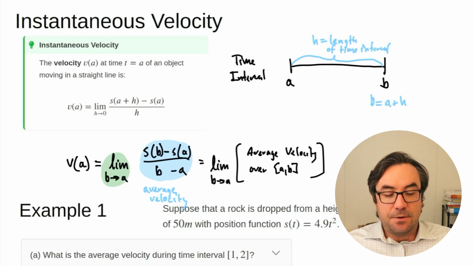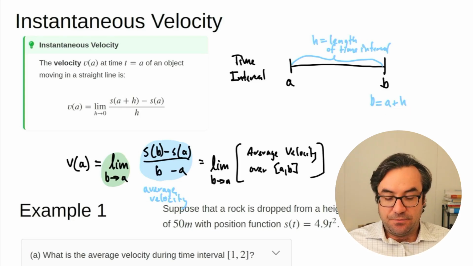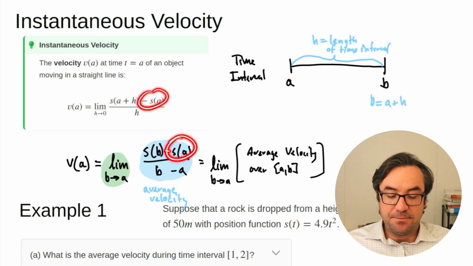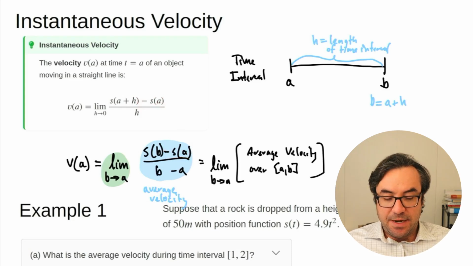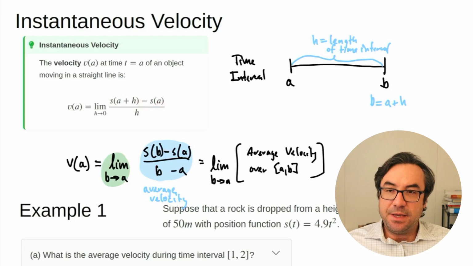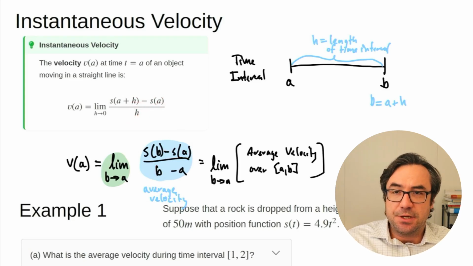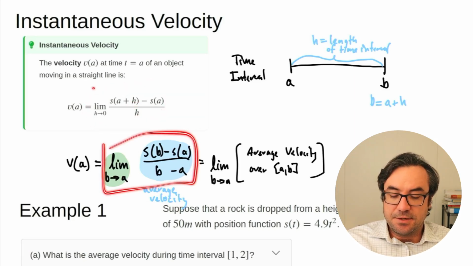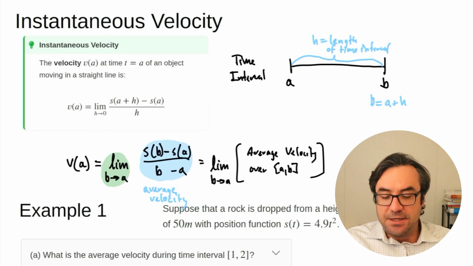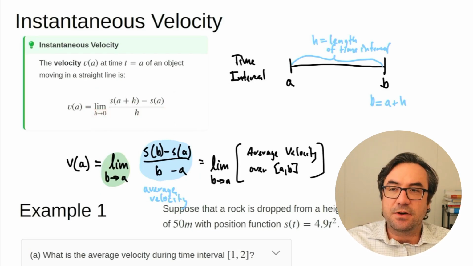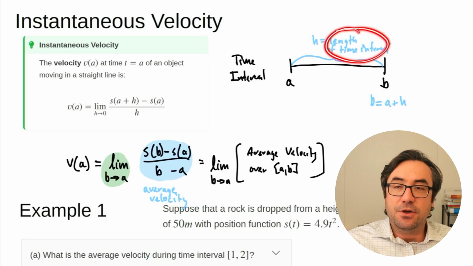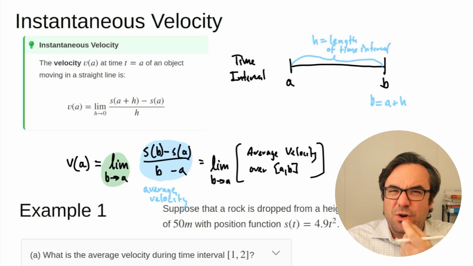And so the idea here is when we let b equal a plus h, if we fill that in, we get s of a plus h minus s of a. And then in the denominator, we get a plus h instead of the b, and then the a's cancel, leaving us with just that h. So these two versions of this limit are equivalent, but this version illustrates that if we're thinking of h as the length of our time interval, we're calculating this limit as that length goes to 0. So we're using shorter and shorter time intervals here.